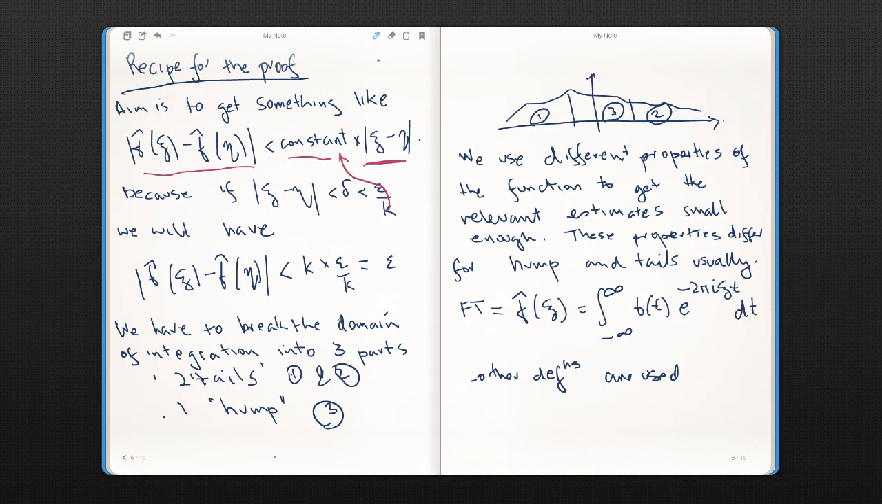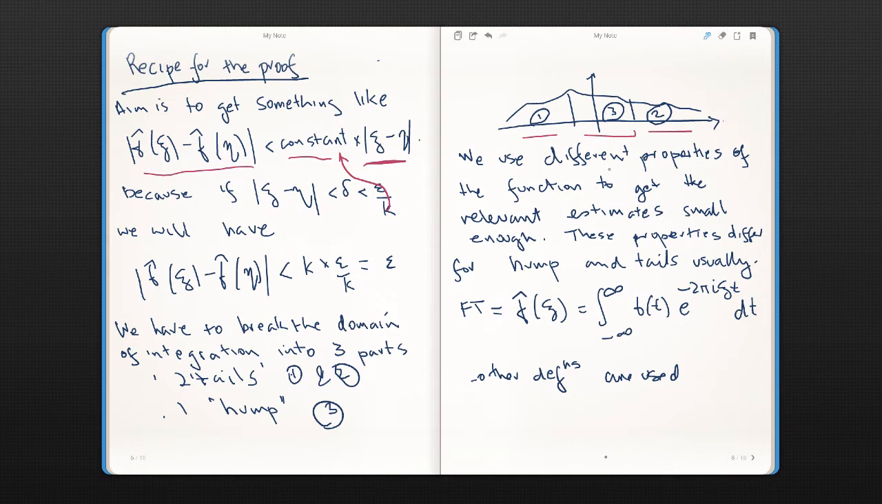And in order to achieve that, what you do is you break the domain of integration up into three parts. And these are the tails, 1 and 2 are the tails, and then the third is the hump, which is this area here.